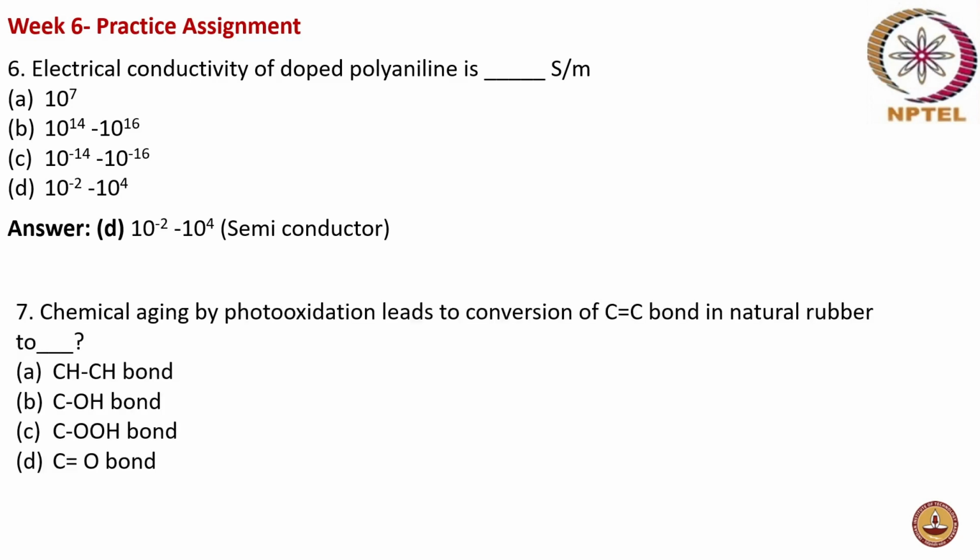Okay, next. Chemical aging by photooxidation leads to conversion of the CC bond in natural rubber to what? What happens to the CC bond of natural rubber due to photooxidation? Does it get converted to a CH bond, a COH bond, a COOH bond, or a CO bond? What happens during a photooxidation process? This was actually discussed in the lecture. It's a CH bond. Is it a CH-CH bond? There is one more clue in the question: there is chemical aging by some process.